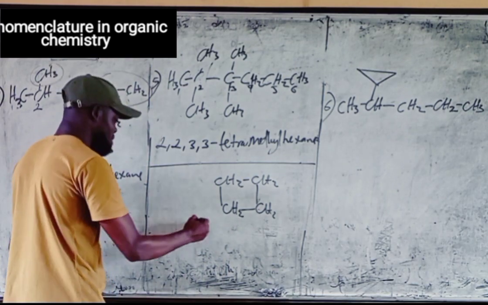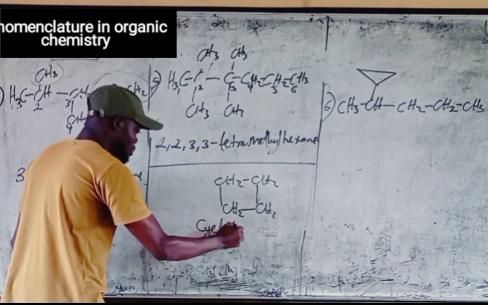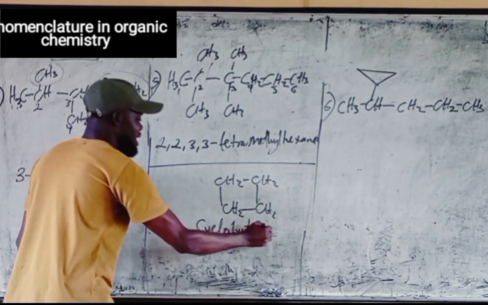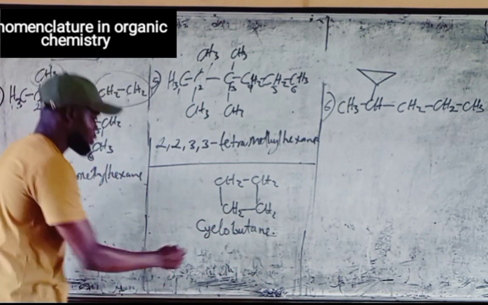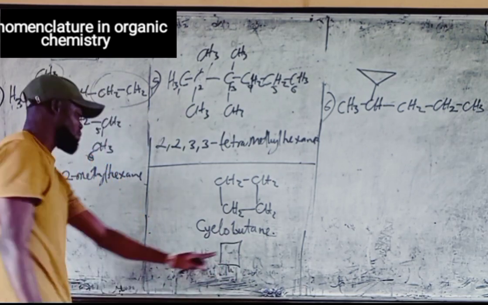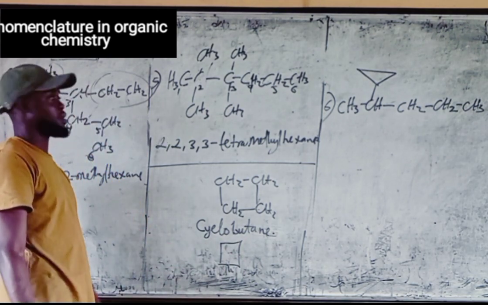So before you call the butane, you're going to put cyclo. You call it cyclobutane. That's what we call this one, cyclobutane. You also write it this way. You also just write it this way. So anywhere you see something like this, it means cyclobutane in organic chemistry.